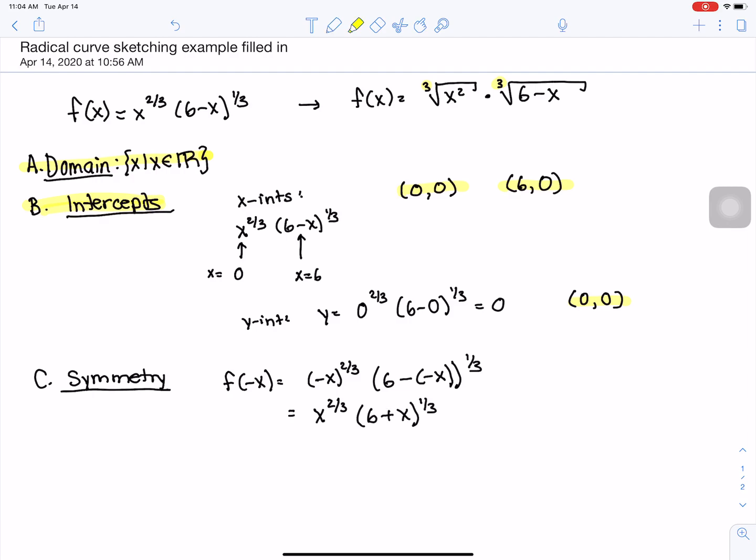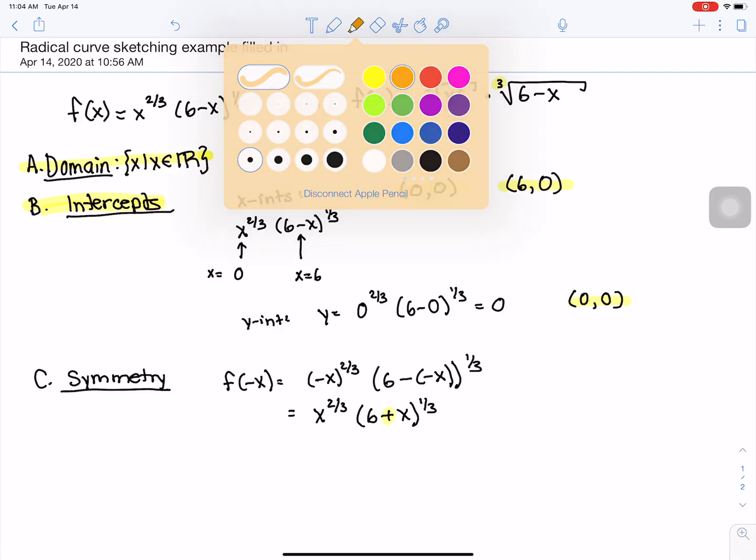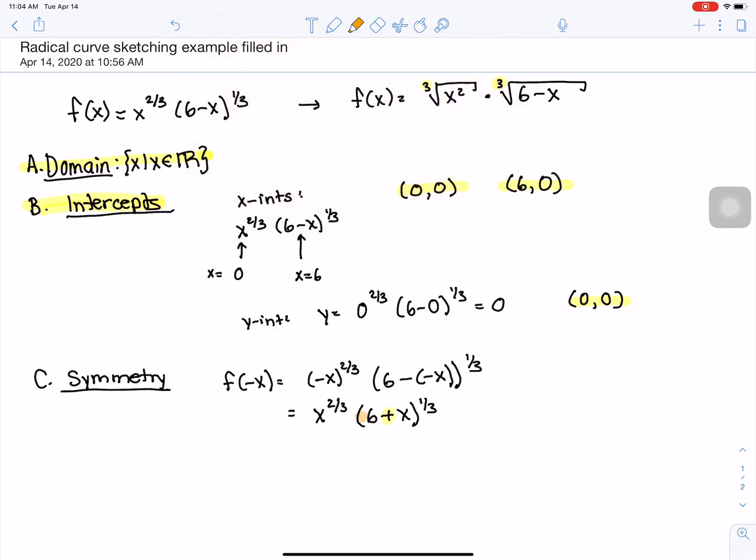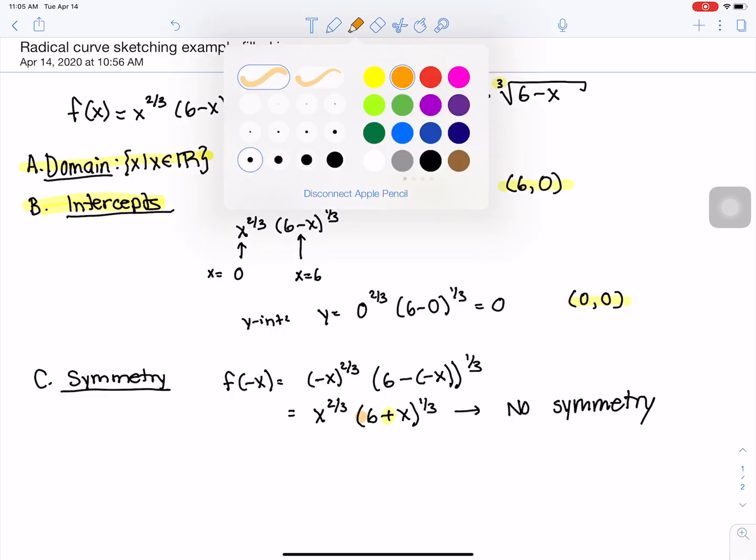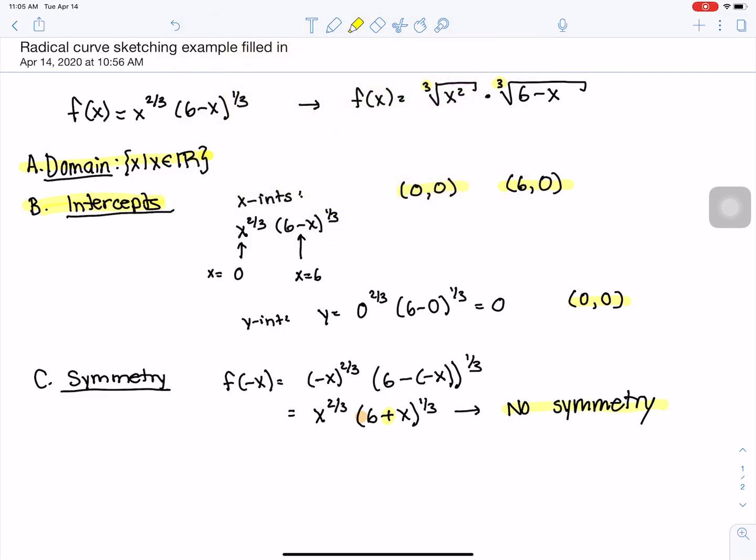Now the problem here is that this sign has changed, but the sign in front of the 6 hasn't changed. So there's no way to ever make this look like the function or the negative of the function. So we have no symmetry. Let's summarize that symmetry.